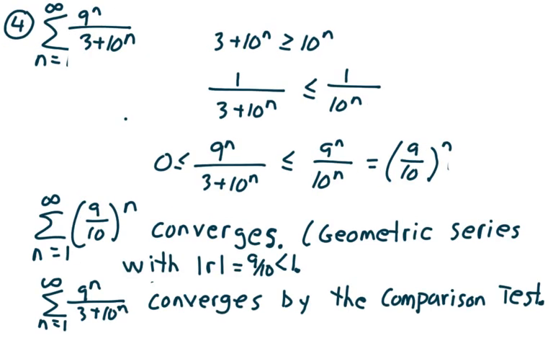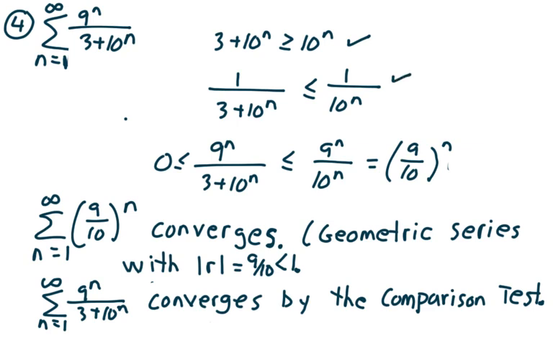And then on number 4, suppose we have the summation from, this is n equal 1, by the way, to infinity, of 9 to the n over 3 plus 10 to the n. So 3 plus 10 to the n is greater than or equal to 10 to the n. 1 over 3 plus 10 to the n is less than or equal to 1 over 10 to the n.